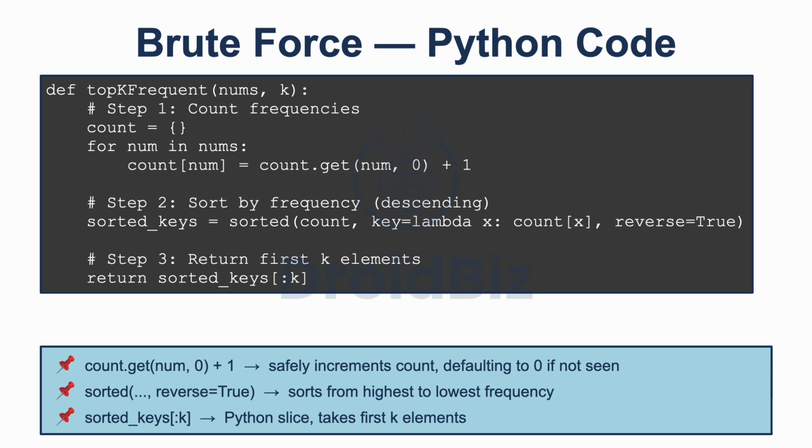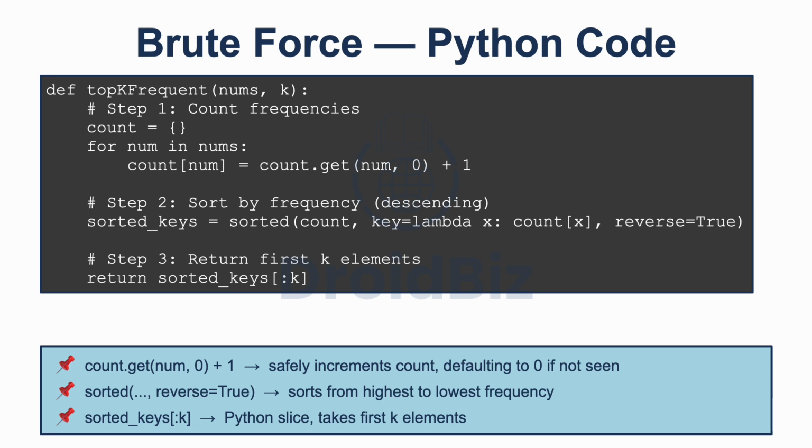Step 2. We sort the dictionary keys by their frequency. We pass a lambda function as the key, which tells Python to sort by the count value. We set reverse to true, so the highest frequency comes first. Step 3. We return the first k elements using Python's slice notation. The :k means take everything from the start up to index k.